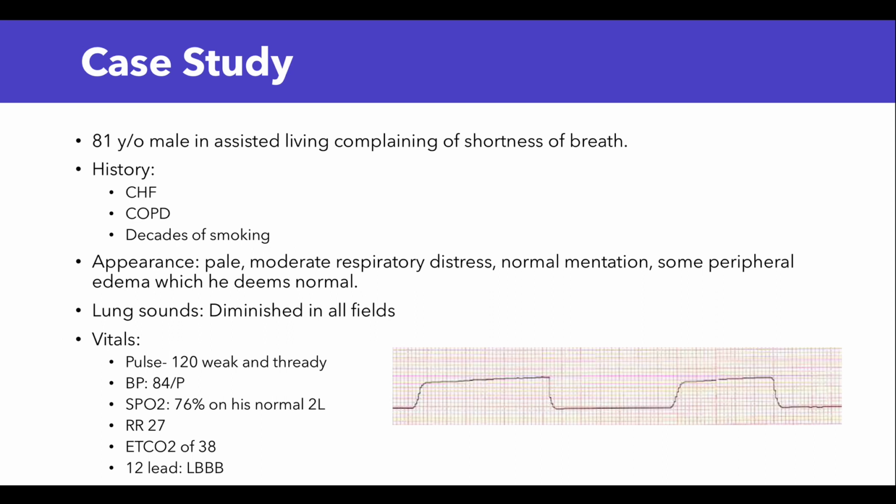You listen to lung sounds, and they are diminished in all fields. His vitals are pulse of 120, weak and thready. Blood pressure is 84 over palp. SpO2 is 76 on his normal 2 liters. Respirations are 27. His EtCO2 is 38, and his waveform is there to the right. And his 12 lead shows a left bundle branch block. I forgot to put it in the slide, but this guy does not have a fever. Pause the slide here, come up with some differentials and a treatment plan.